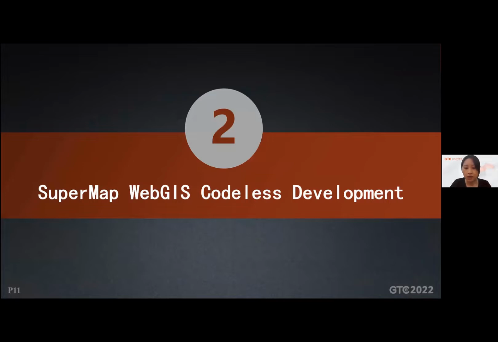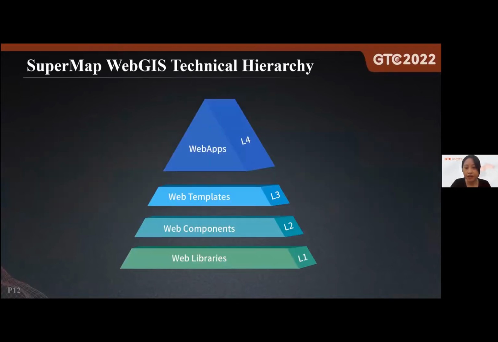Then let's go on the second part, SuperMap WebGIS coordinates development. There are 4 technical hierarchies in SuperMap. The basic layer is web libraries. The second layer is web components. And the third layer is web templates. And the last layer is a web application.